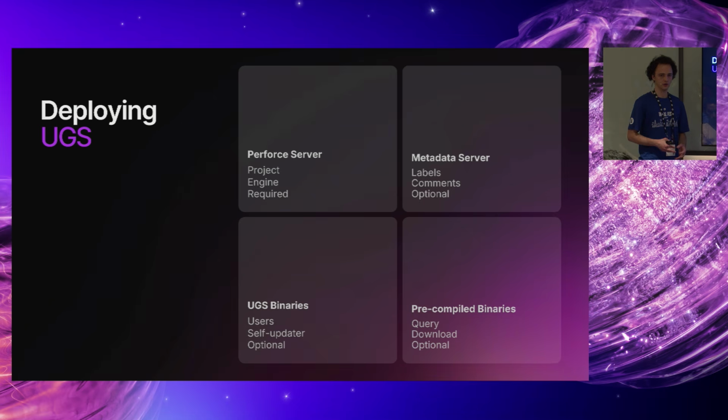So now we have an understanding of what Unreal Game Sync is and why we would use it. Let's talk about deploying it. So beyond having a Perforce server, there are 3 additional things we can deploy to expand the features of Unreal Game Sync. The first is a metadata server. This will provide Unreal Game Sync with additional information that won't come from Perforce, things like comments and labels generated by our build system. The next is a place to download the UGS client. This will give your users a place to download it, but it'll also allow the self-updater to see if there's a new version available and then patch the client locally. And then finally, we'll need a place to download those precompiled binaries.